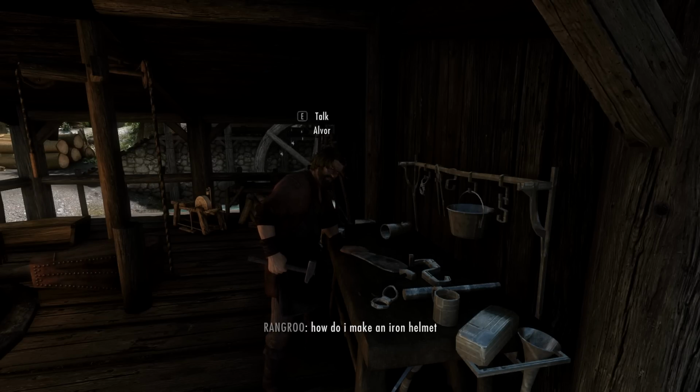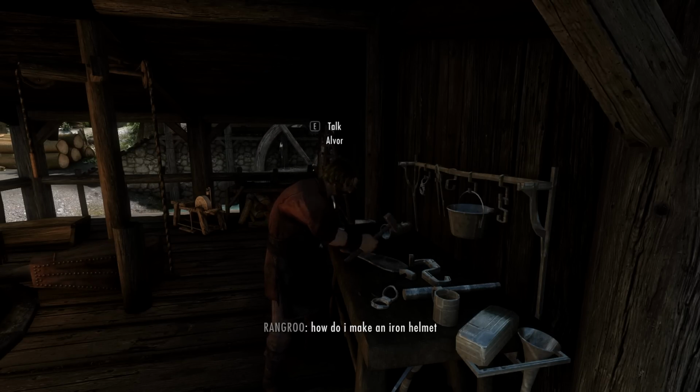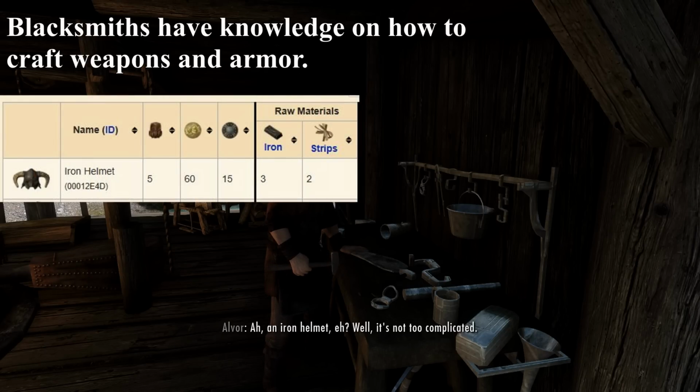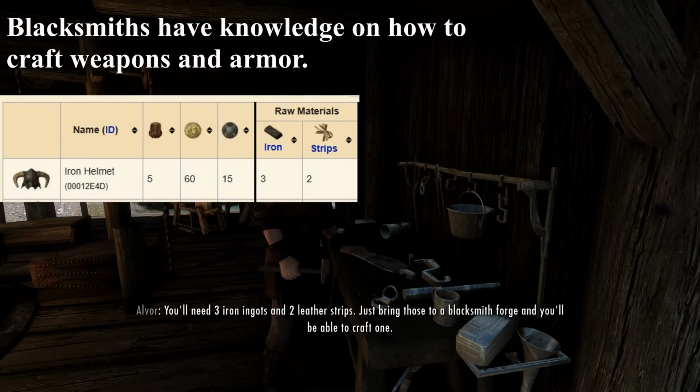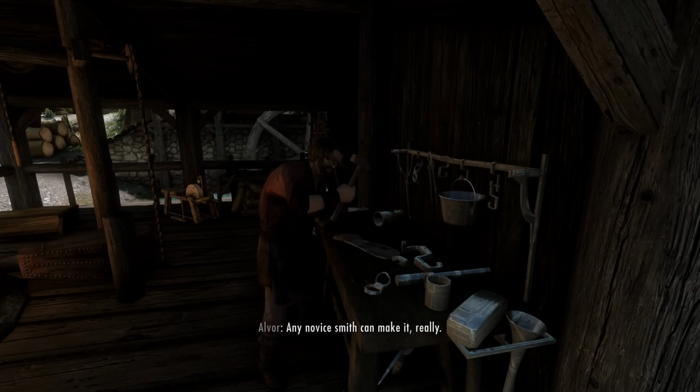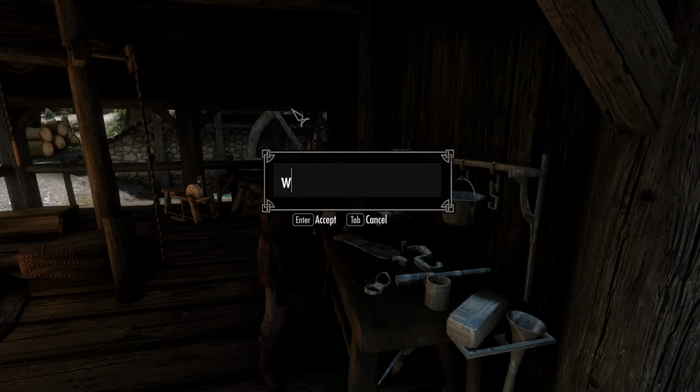How do I make an iron helmet? An iron helmet, eh? Well, it's not too complicated. You'll need 3 iron ingots and 2 leather strips. Just bring those to a blacksmith forge and you'll be able to craft one. Any novice smith can make it, really.